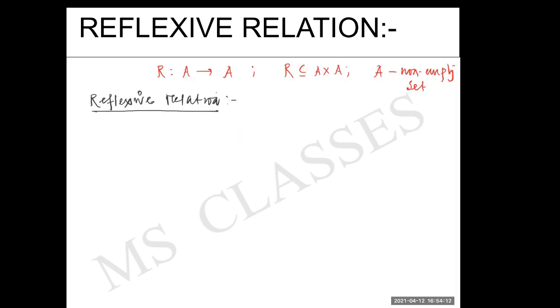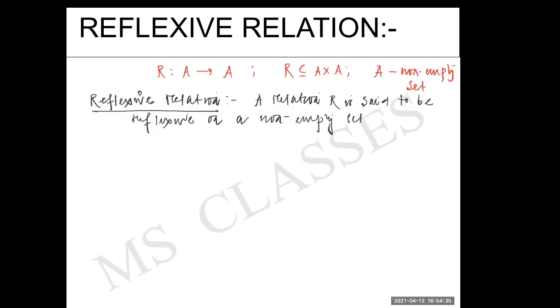Now, for reflexive relation, our relation R is said to be reflexive on a non-empty set A if for all a belongs to capital A, (a, a) belongs to R. If for all a belongs to capital A, (a, a) belongs to R.